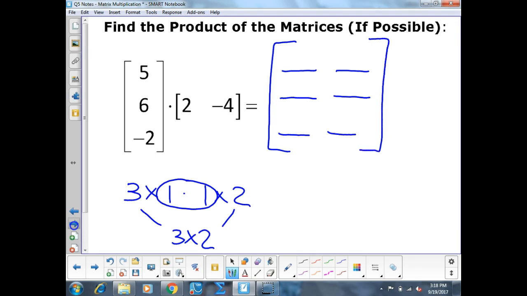Now, why don't you pause the video and see if you can fill in these elements.